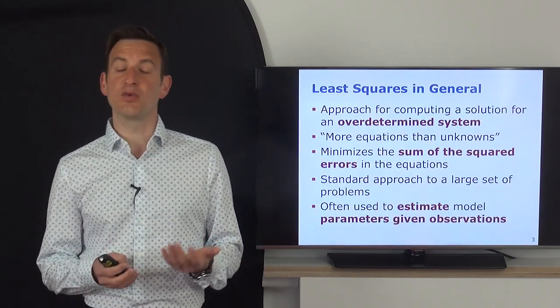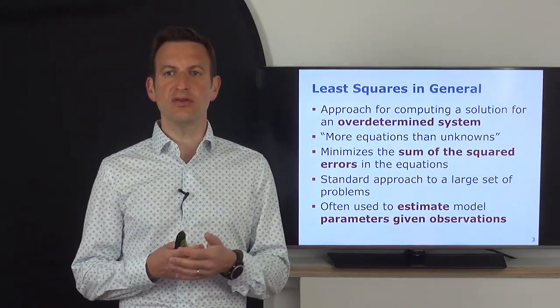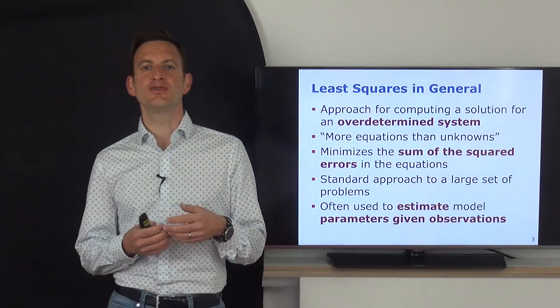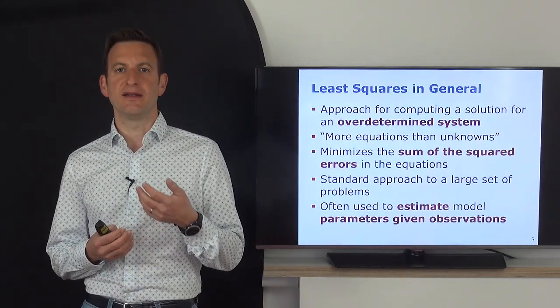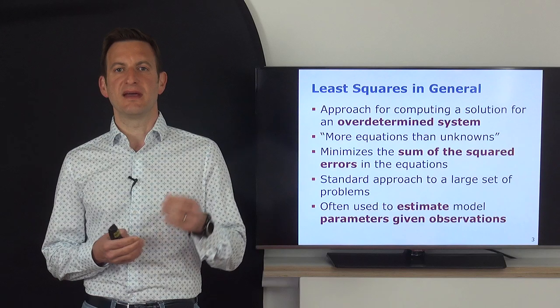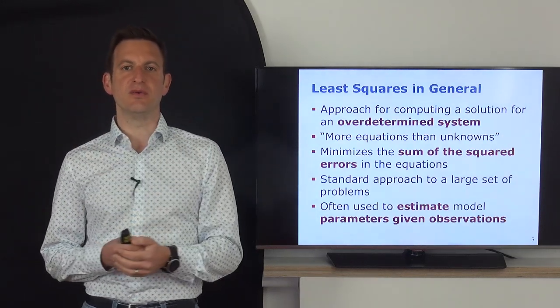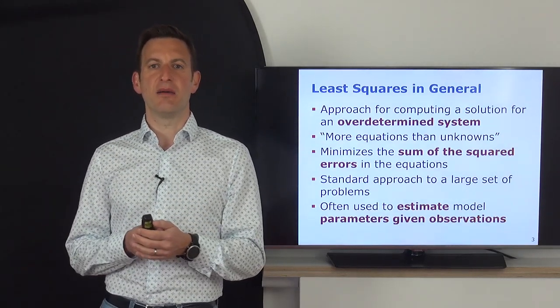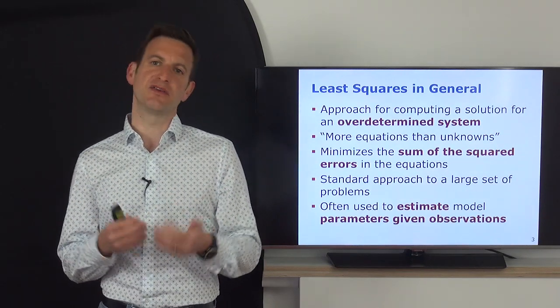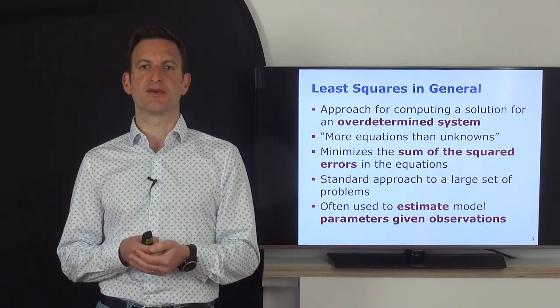So what is least squares for? It is a general approach for computing a solution of an overdetermined system. And it does that in a way that the small mistakes that we make everywhere are minimized, and we are minimizing the squared errors, or the sum of the squared errors.